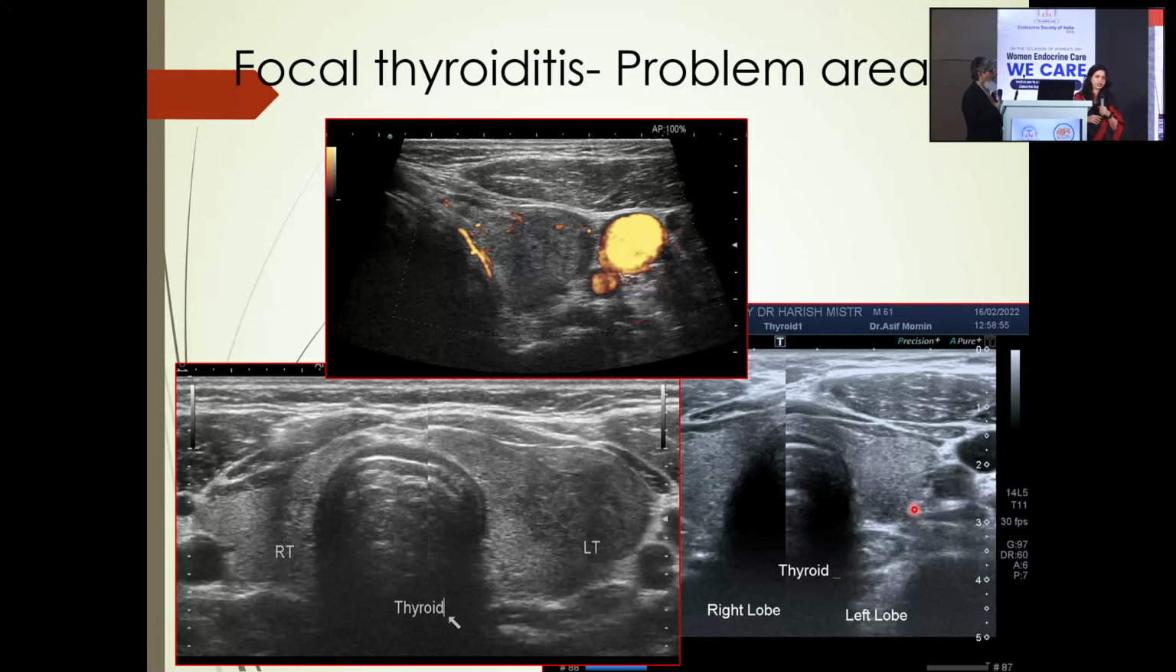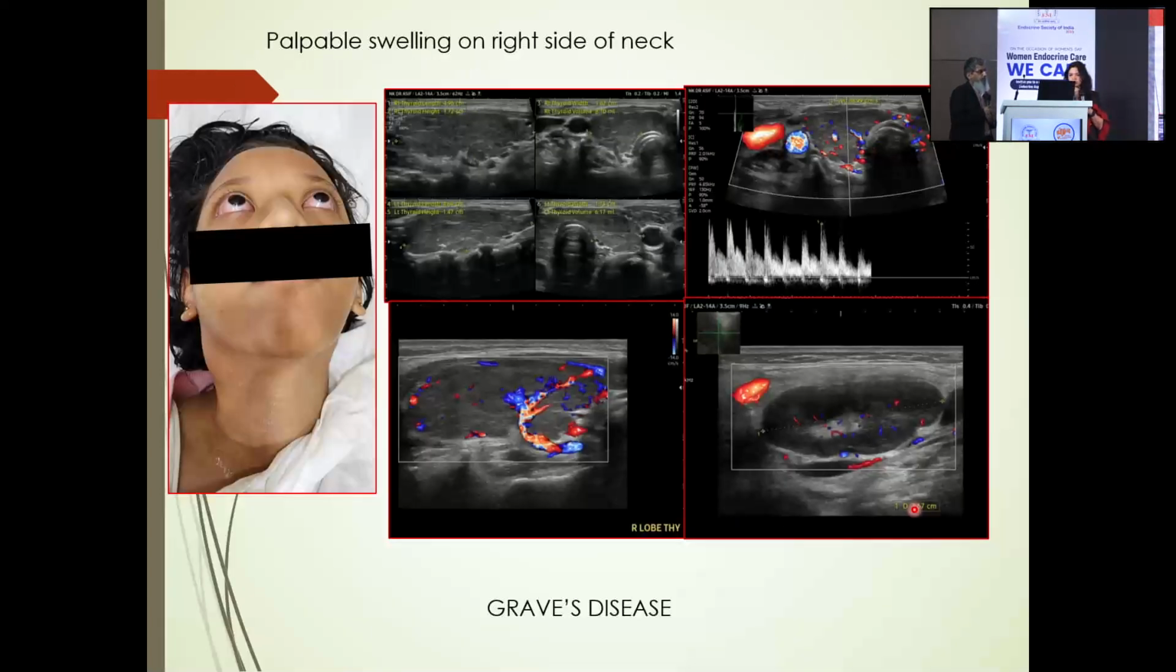Especially in subacute thyroiditis, they'll go for an ultrasound and small nodular things will be seen. So we should not need to go for FNAC at that point of time. Follow up the patient, and most of the time these nodules will disappear on follow-up. So, a small nodule, we'll see a nodular sort of thyroid.